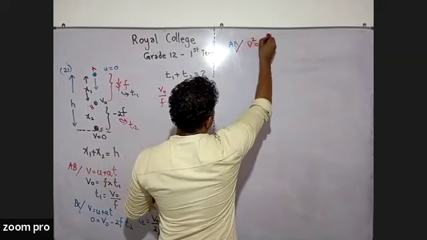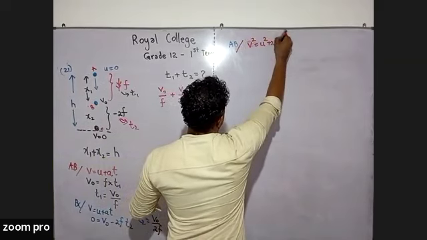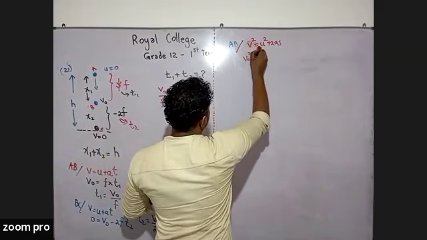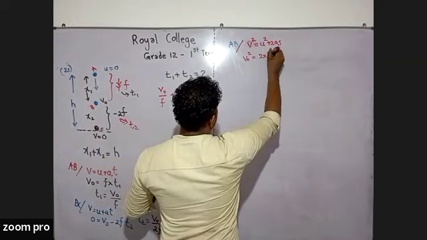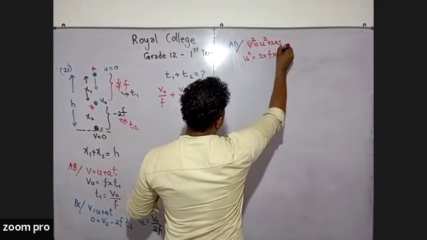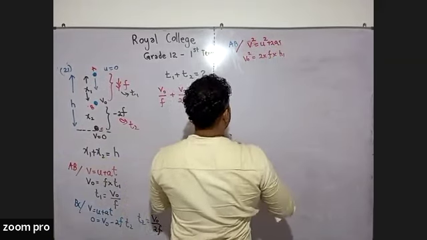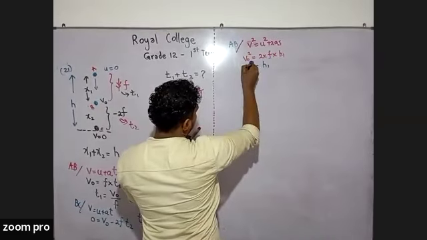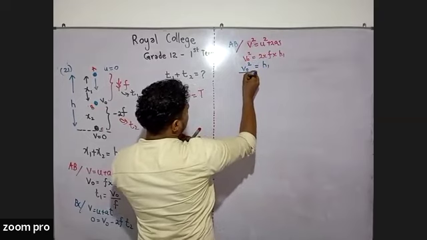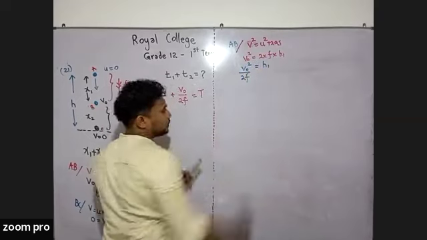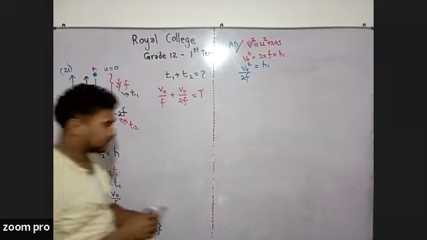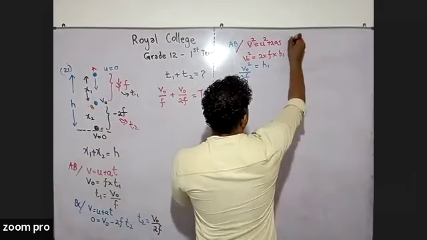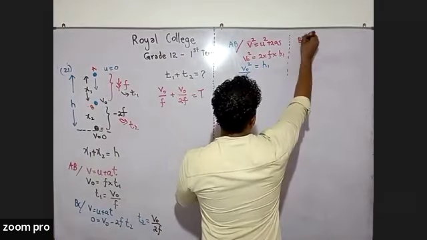V squared equals U squared plus 2as. Then it should be V naught squared equals 2 times a, where a means F and x means h1. Then if I make h1 the subject, we can obtain V naught squared over 2F equal to h1, right? And let's apply the same equation for the BC motion.